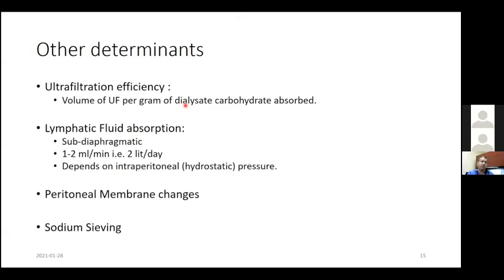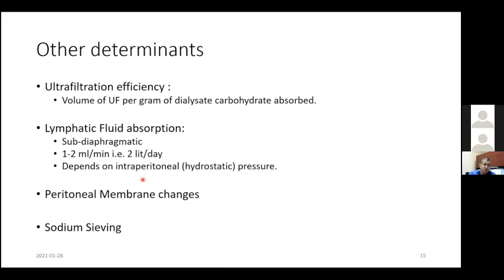The other determinant of ultrafiltration is how much fluid is absorbed by the lymphatics. And the space where it gets absorbed is the subdiaphragmatic space. As you know, it can be very little, 1 to 2 mL per minute, but in a day, it can be 2 liters per day. Now, this is the place where icodextrin gets absorbed. So if you put in 1 liter of icodextrin and you get less amount out, it's because it got absorbed by the lymphatics.